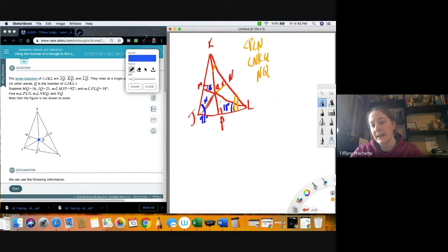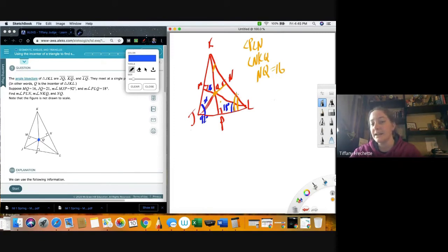already told me that MQ is 16. Well, I know from the definition of incenter that MQ, PQ, and NQ are all the same. They're all equidistant from this incenter here. So if MQ is 16, NQ is also 16. So that one was pretty easy to fill in there.